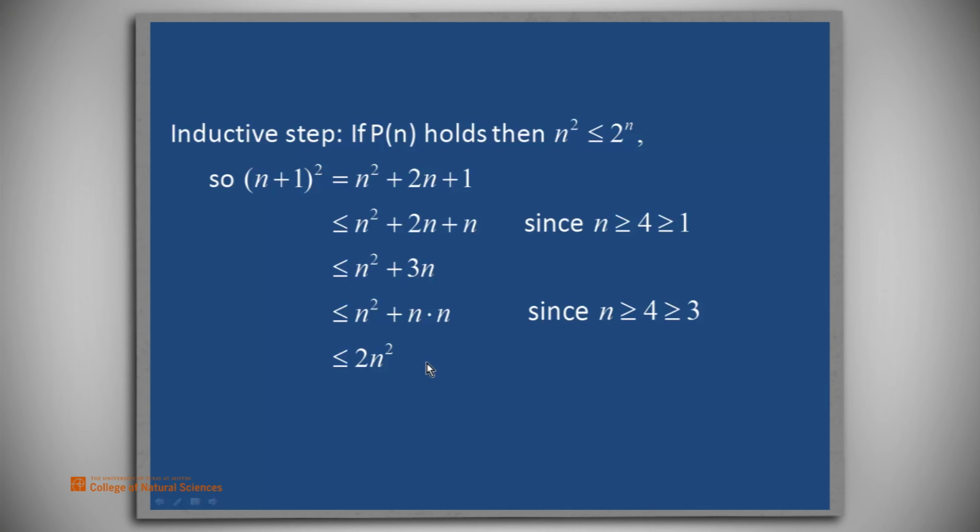In fact, we haven't used the inductive assumption yet, but we will now, because we will replace the n squared right here by 2 to the n using the inductive assumption. So we have 2 times 2 to the n, which is of course 2 to the n+1, and to get that we use the inductive assumption. So we have shown that if P(n) holds, that n squared is less than or equal to 2 to the n, then P(n+1) follows, and that is that (n+1) squared is less than or equal to 2 to the n+1.